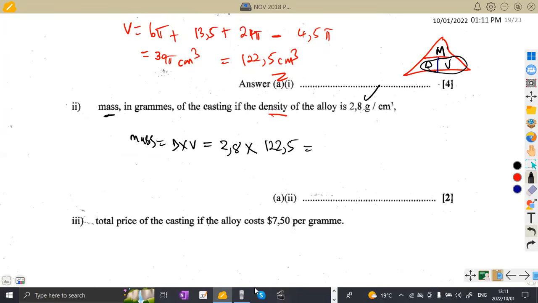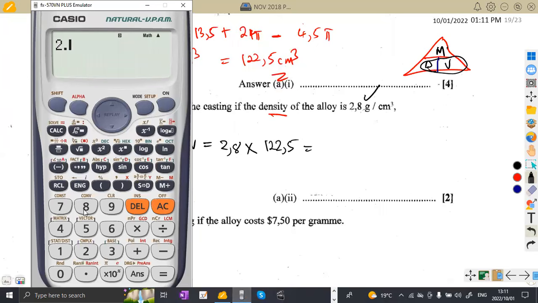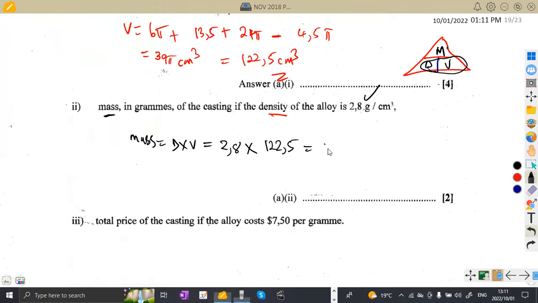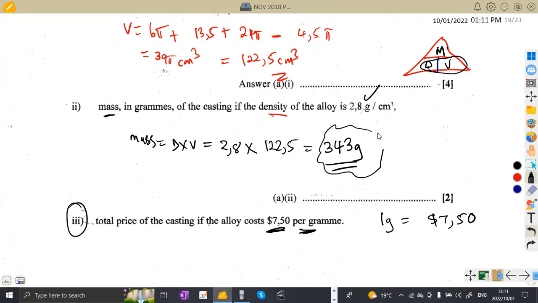122,5. Okay, so what are you going to have at the end? 2.8 by 122,5. That is something like 343. So you're going to have 343 grams. All right. Then the third part is the total price of the casting. If the alloy costs $7.50 per gram, guys, take note, each gram costs $7.50. What about this mass that we have of 343 grams?